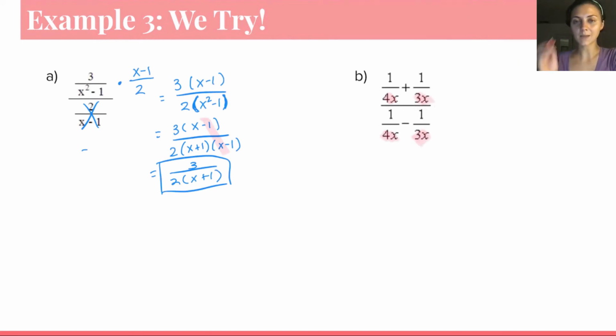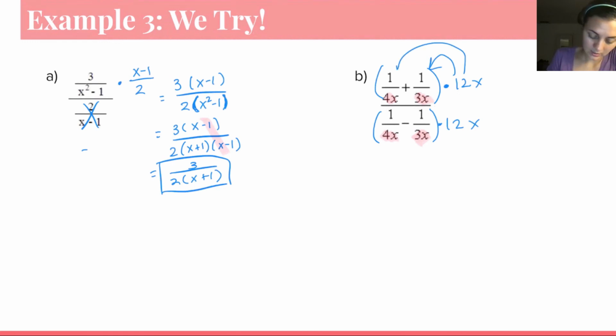So something that will cancel out both 3 and 4. So what will cancel out 3x and 4x? And if you're not sure, you can multiply them together. So in this case, the lowest common denominator would be to multiply times 12x. 12x will cancel out 4 and 3. Okay, so we've just got to make sure to use our parentheses and distribute to everything. Okay, so this will be 12x over 4x plus 12x over 3x.